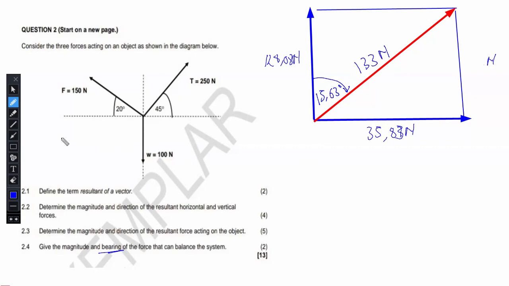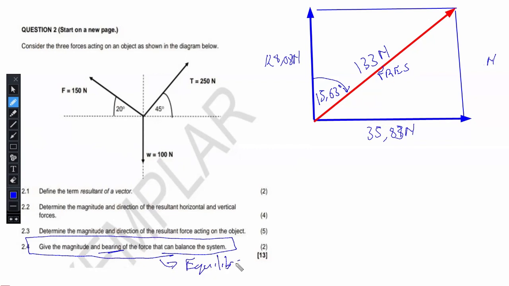If I get 133 newtons, that means if this is the F resultant, what they're asking us to calculate here is the magnitude and bearing of the force that can balance the system. There is a term for this. The force that can balance the system is known as the equilibriant force. They're asking us to calculate the equilibriant force. But what are the facts that we know about the equilibriant force?